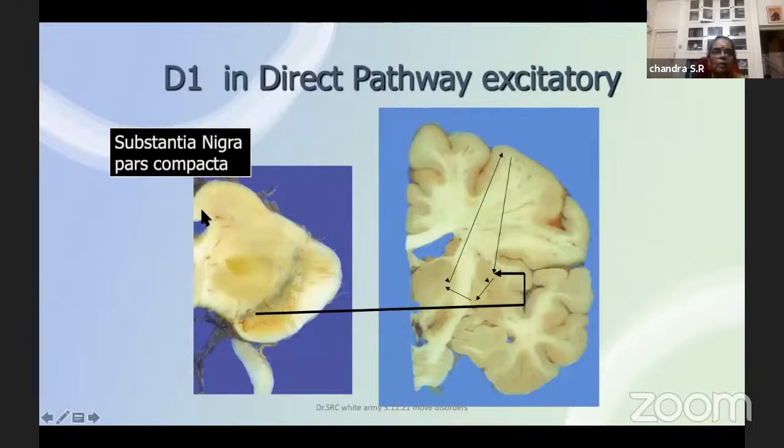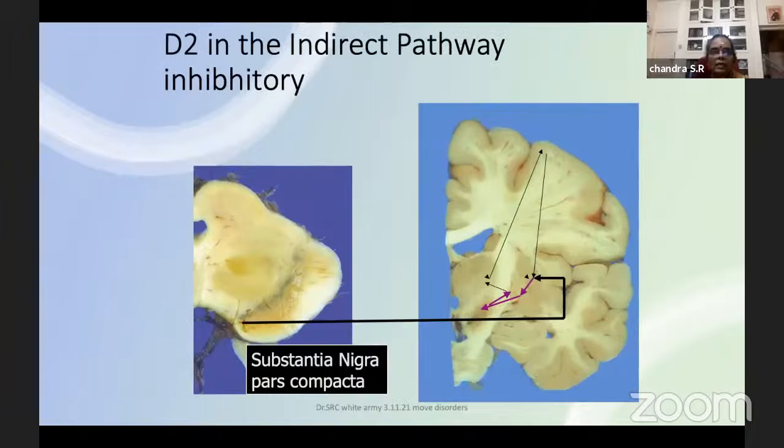So we have got the D1 receptor in the direct pathway. It is excitatory or facilitatory. Pathways execute their movements through neurotransmitters. So dopamine in the direct pathway is excitatory or facilitatory. It facilitates the goal-directed movement. And in the indirect pathway, it is through the D2 receptors and it inhibits the antagonist. So that is in the indirect pathway.